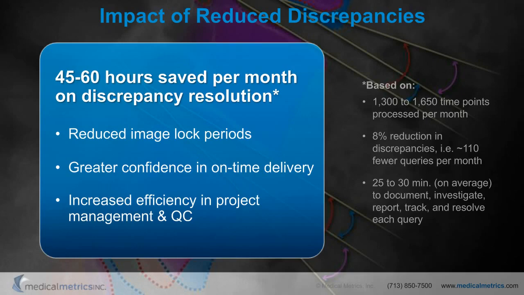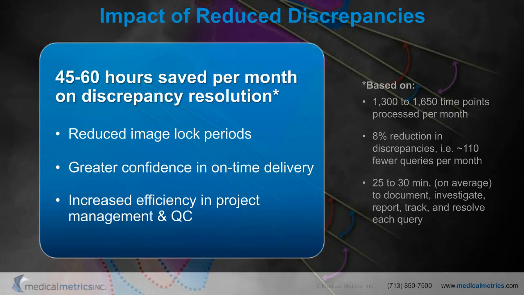Now, we receive and process anywhere between 1,300 and 1,600 time points or more per month, so it's high volume here. And based on current metrics, if we reduce our discrepancies by 8 to 10%, this saves at least 45 hours per month in discrepancy management time.